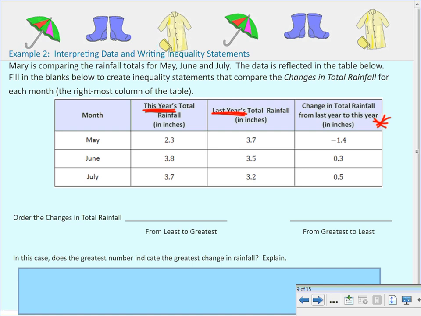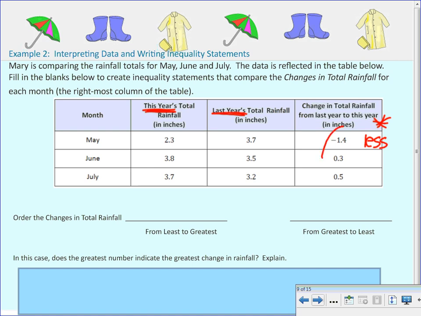So, did we have less rain this year or more rain this year according to the chart and the negative change? We had less rain this year than last year. Right, we had less rain. That's why it's represented with a negative number. June, did we have more rain this year or less rain? We had more rain, because it's a positive number. We added on to it. And the same for July. We have 0.5 inches more than we did the previous year.